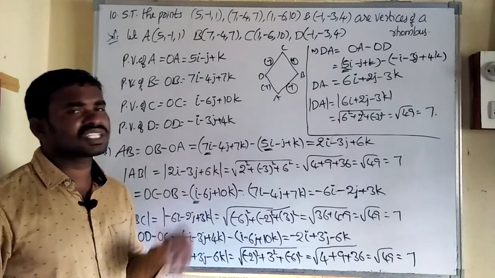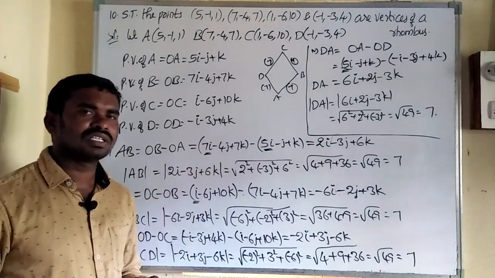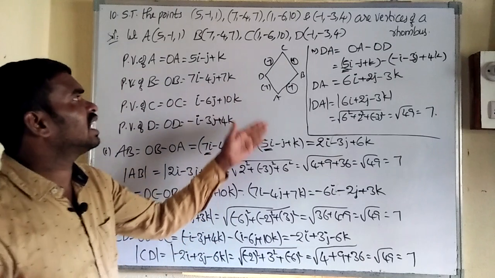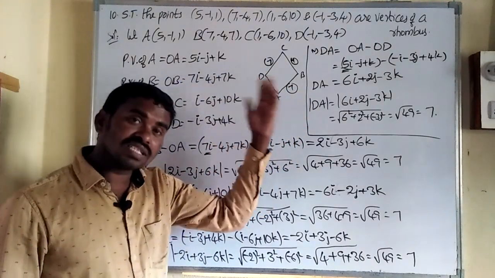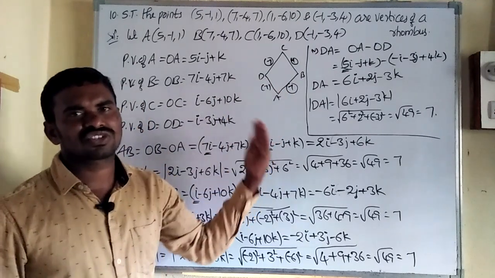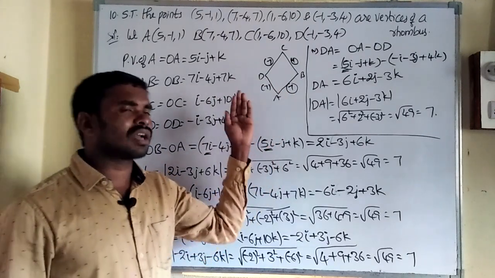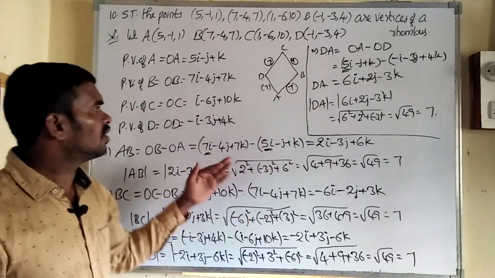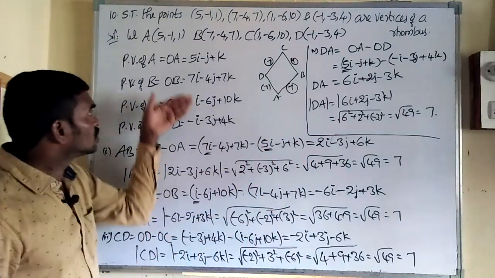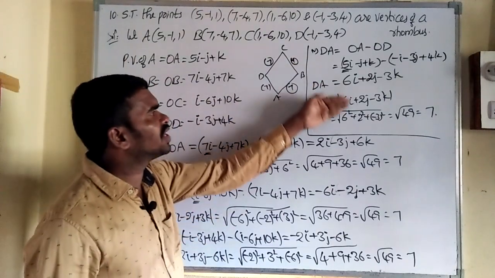Then how can we say it is a square or a rhombus? Yes, very good. We should find the diagonals also. After finding the diagonals, if the diagonals are also equal, that is a square. If the diagonals are not equal but the sides are equal, then that is a rhombus. Okay, up to here clear? So note down one by one.